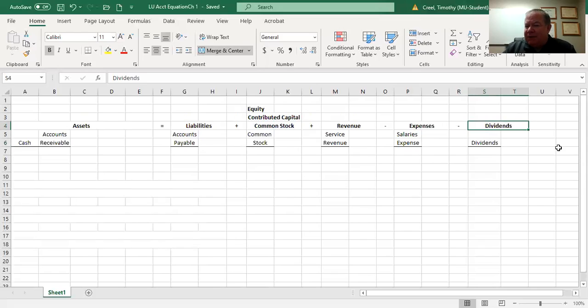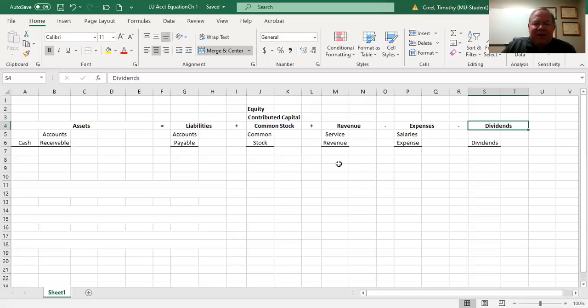Now, dividends are a little bit different. Dividends are whenever a corporation decides to share some of their profit with their stockholders. So if a corporation makes money, they've got greater revenues than expenses, then they might decide to pay some of that out in the form of dividends to their owners, as a reward to their owners for investing in the business. And that's what dividends are.